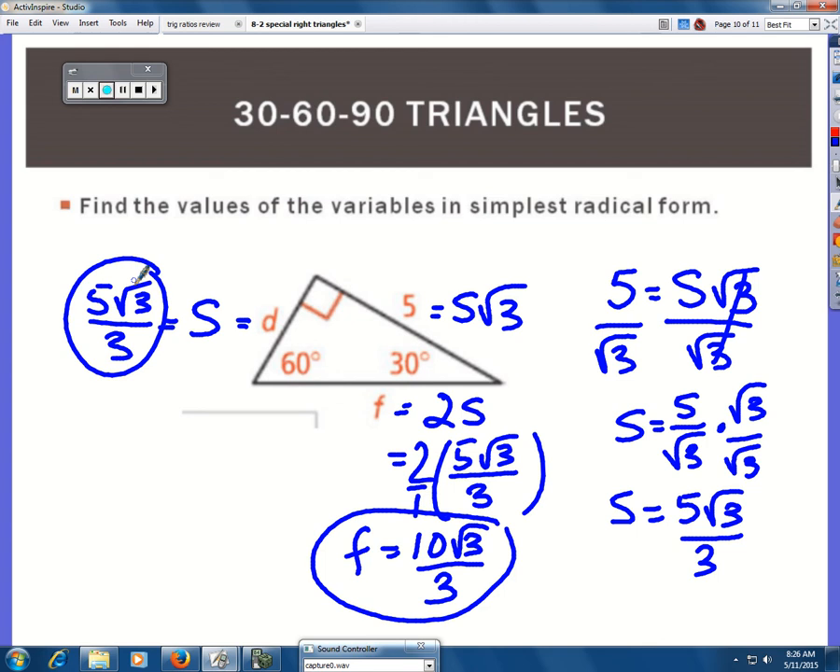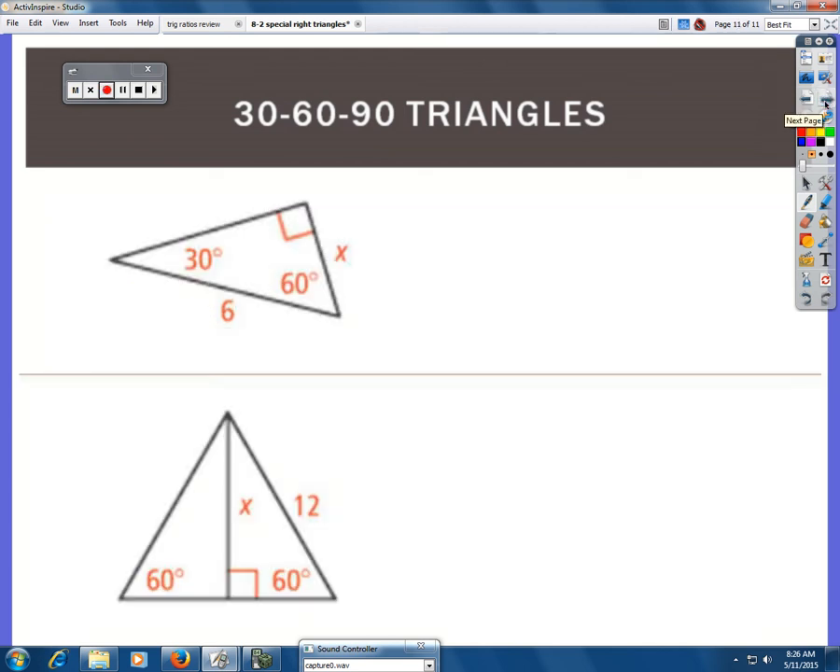Go ahead and pause. Go back and try that if you need to. I'm going to go on. Okay, so 2 more problems, and then you're going to do some practice problems on those also.